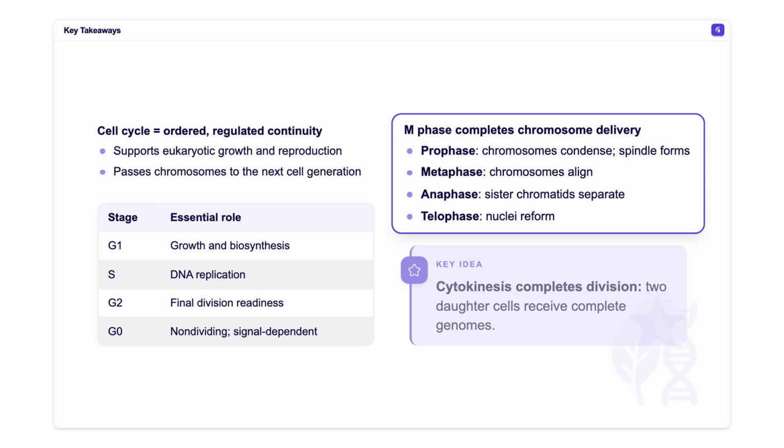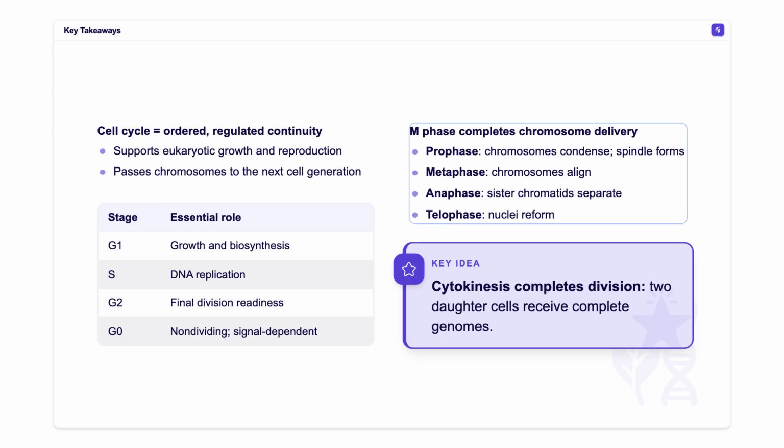Prophase condenses chromosomes and builds the spindle. Metaphase lines chromosomes up. Anaphase pulls sister chromatids apart, and telophase reforms nuclei. Cytokinesis finishes the process by dividing the cytoplasm. The result is 2 daughter cells, each with a complete genome, meaning a full set of genetic instructions.